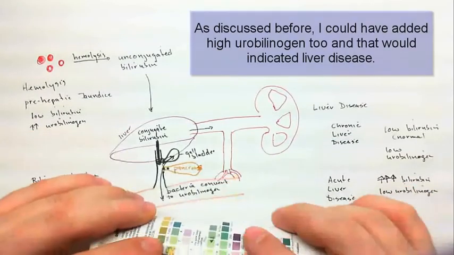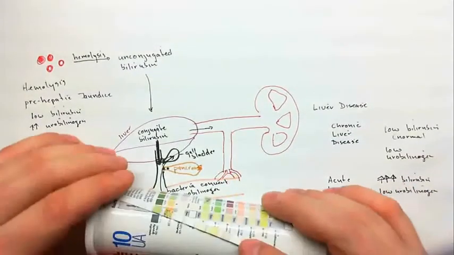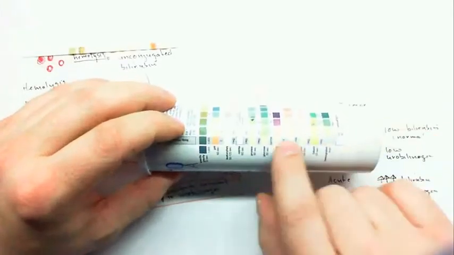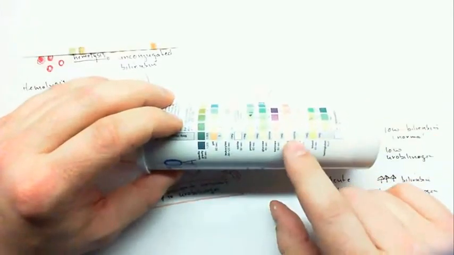Alright, I hope that is a nice basic introduction to what we're looking at. What are the different tests? What can they indicate on their own? And then what can the combination of the different tests indicate as well? Thank you.